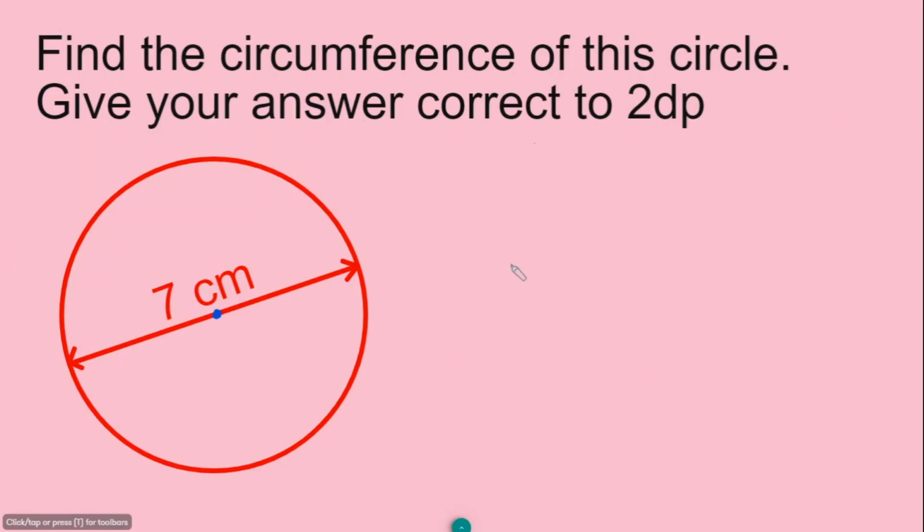This is our first question. In this question, we have to find the circumference of this circle that has a diameter of 7 centimeters, and we leave our answer to 2 decimal places. Because we're given the diameter, I'm going to use this formula: circumference is pi times the diameter, or pi d.